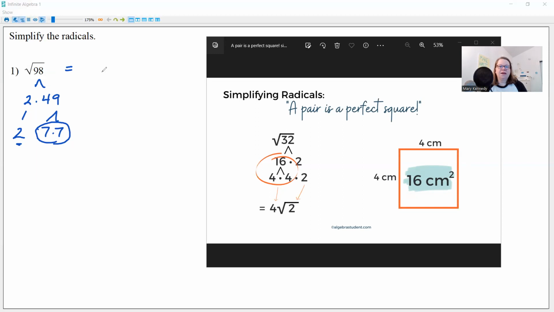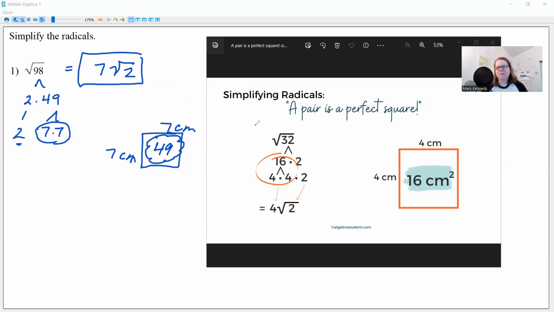So the square root of 98 simplified is actually 7 times the square root of 2, because the perfect square, 49, has a square root of 7. To create a square that is 49 square centimeters, it would have to be 7 centimeters by 7 centimeters. And so that perfect square has a square root of 7. Okay, so square root of 98 would be written 7 times the square root of 2. It would look like this.